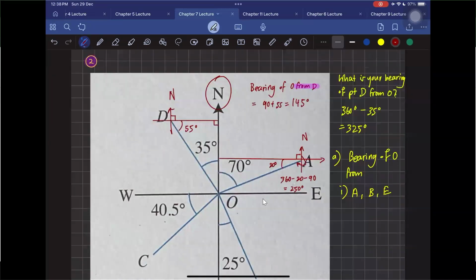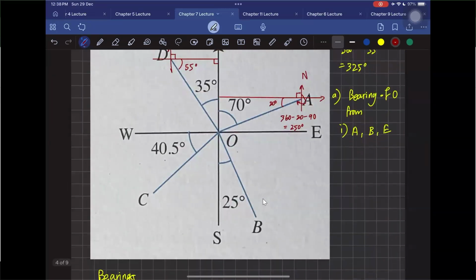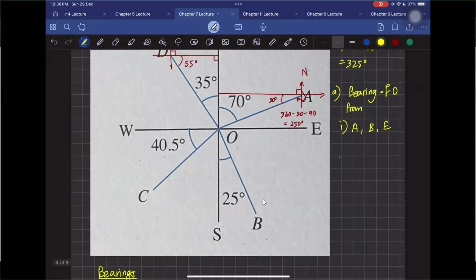Okay, so now I want you to do that for points B and E. And also your part B, from point O.